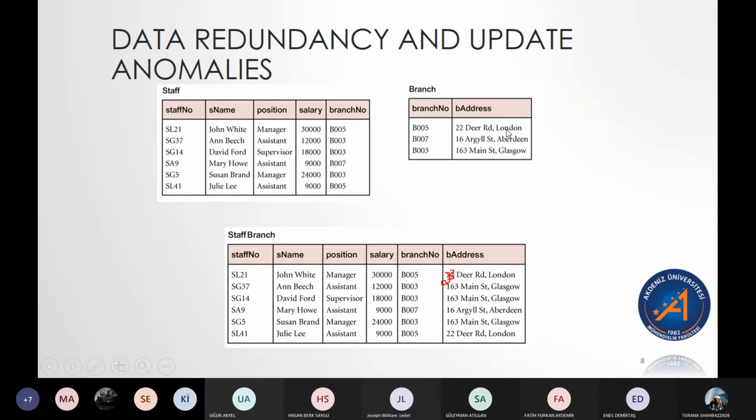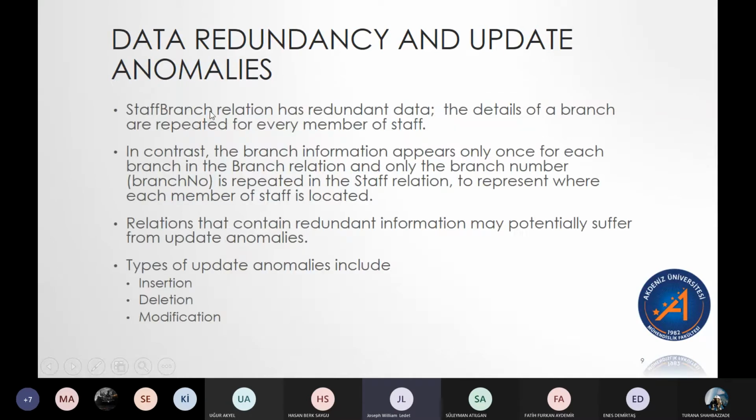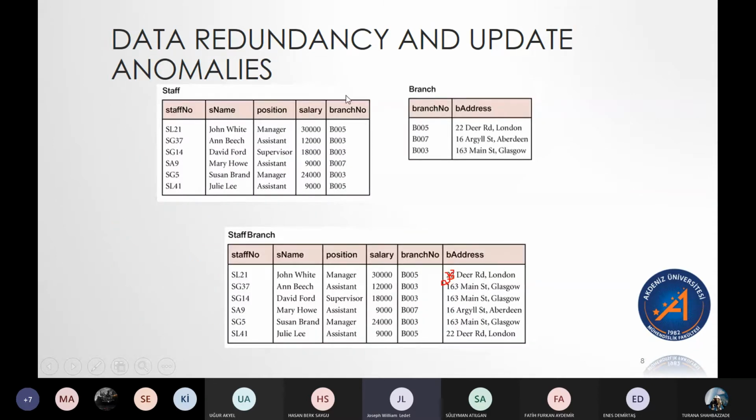Whereas here, anytime we access branch B005, we get whatever its address is. And if we find out that it's wrong, we can change it in this one place and make it correct. Again, the staff branch relation has redundant data, things that show up twice. The details of the branch are repeated, and in the branch-only relation, each branch's information only appears once. So we just use that primary key, branch number, here as a foreign key, and that way we don't have duplicated information multiple times.